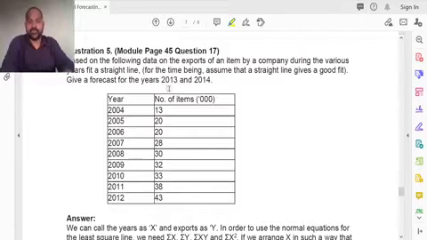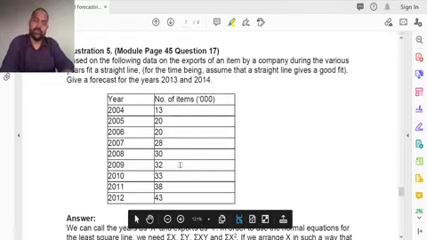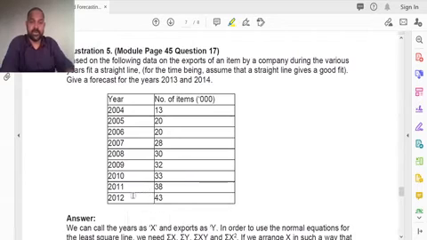And give a forecast for the year 2013 and 2014. So the year data is given to you and the number of items is given to you. We have to predict for the year 2013 and 2014. That is what they are expecting out of you. If that is what they are expecting out of you, let's start doing the question. The first thing I'm going to do is write down the question.